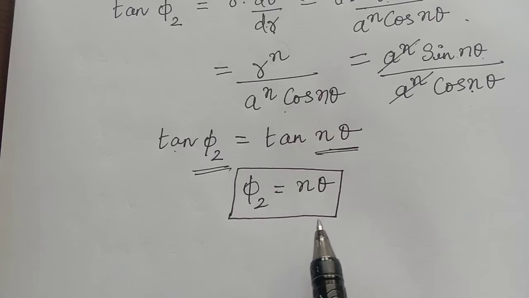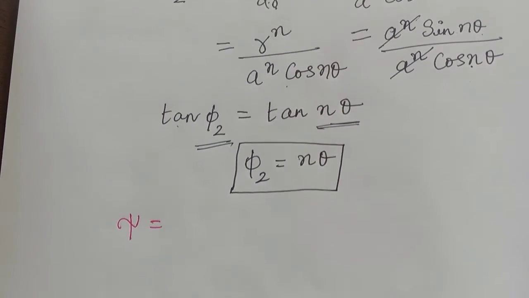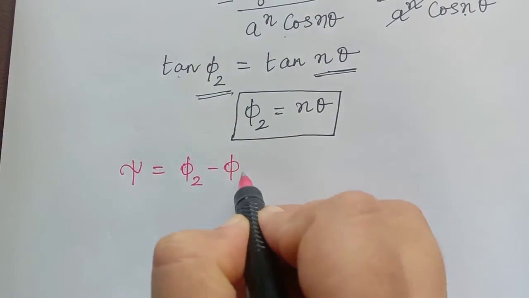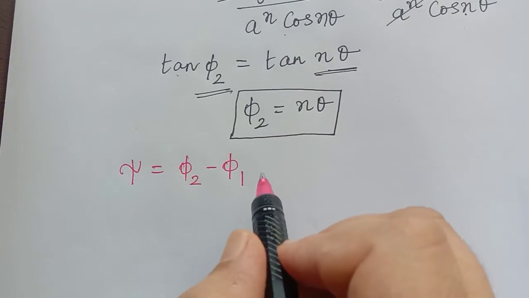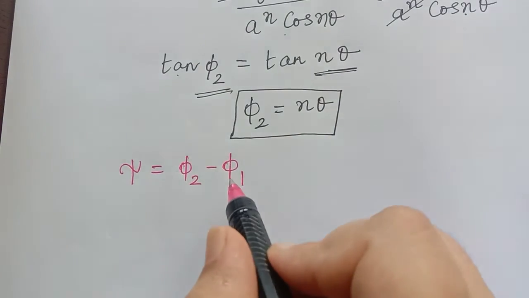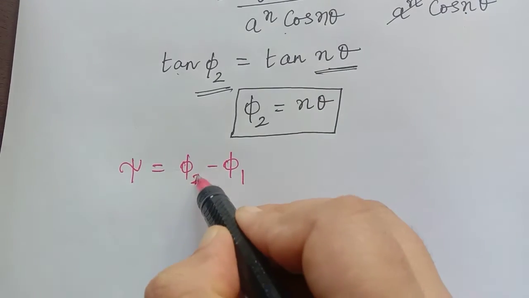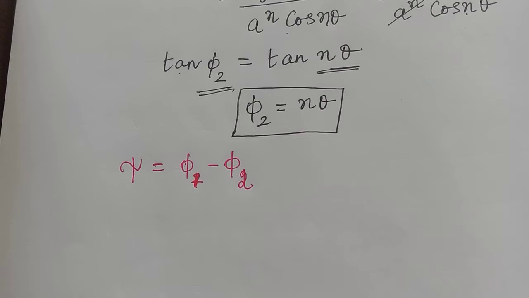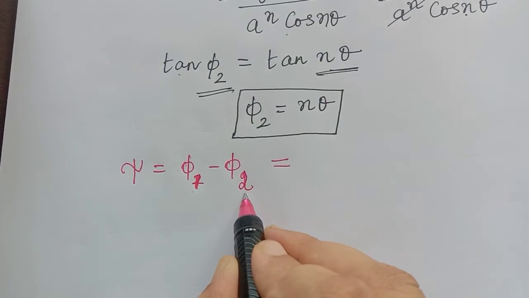Now we have to find xi. We know that xi is equal to phi 1 minus phi 2, or we can also write it as phi 2 minus phi 1, because we will be taking only the absolute value, that is the modulus, positive value. Here phi 1 is greater than phi 2, so we can have phi 1 minus phi 2 itself. If phi 2 were greater than phi 1, then we would take phi 2 minus phi 1.